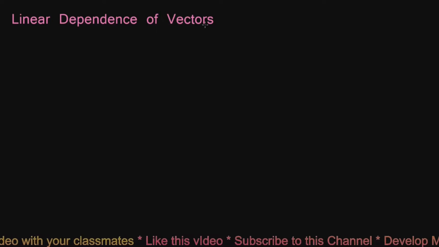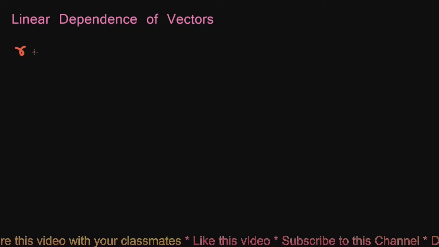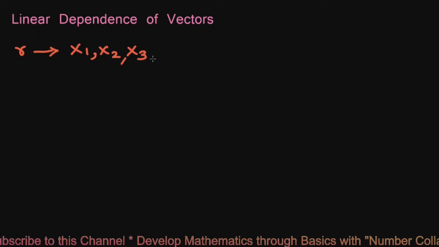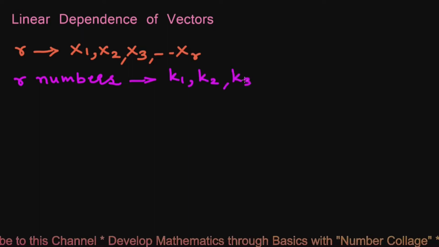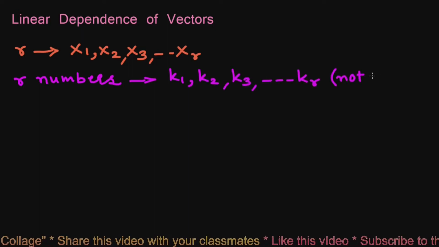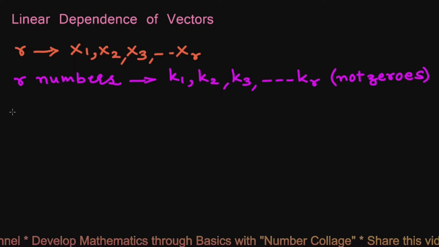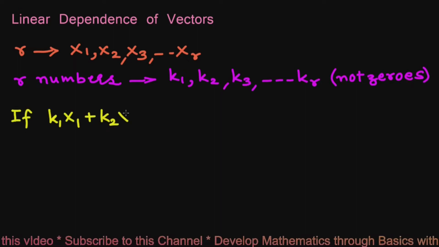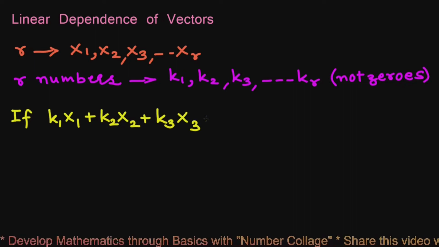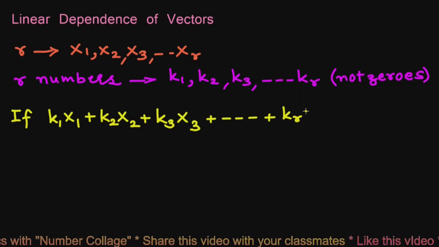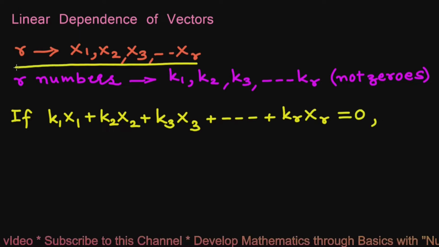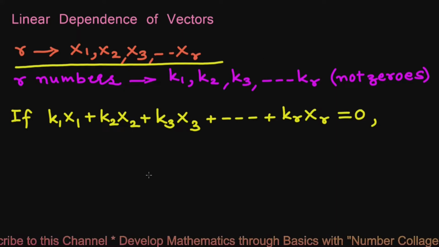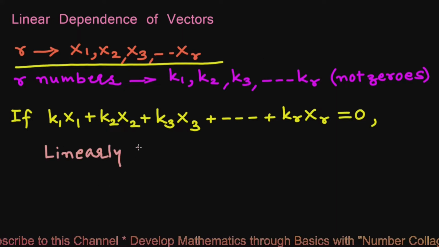Now let us understand what is linear dependence of vectors. Suppose we have r number of vectors x1, x2, x3, up to xr. If there exist r numbers k1, k2, k3, up to kr, not all of them zero, such that k1x1 plus k2x2 plus k3x3 and so on plus krxr equals 0, then these r vectors x1, x2, x3, and so on up to xr are said to be linearly dependent vectors.